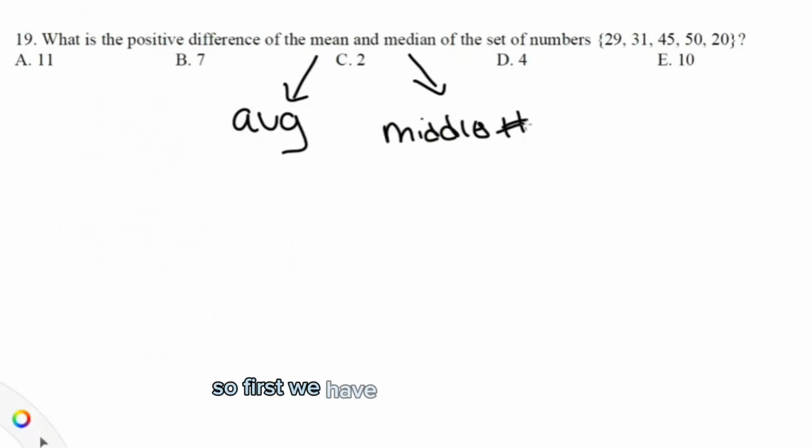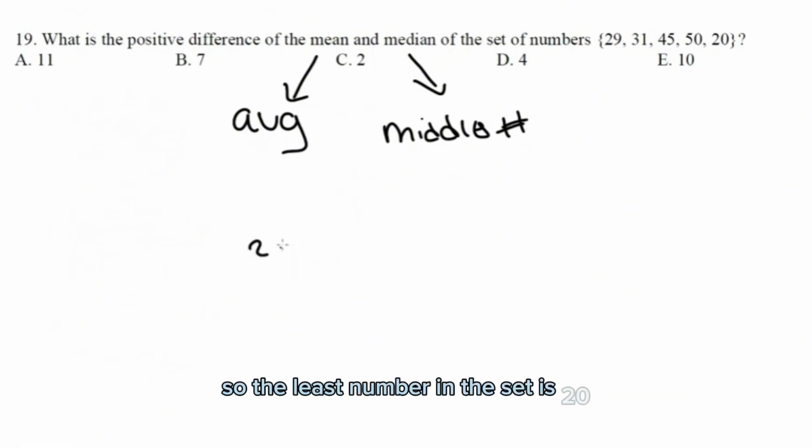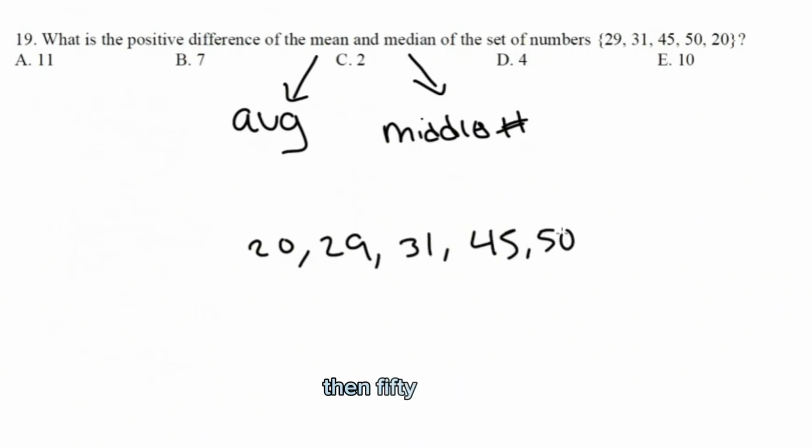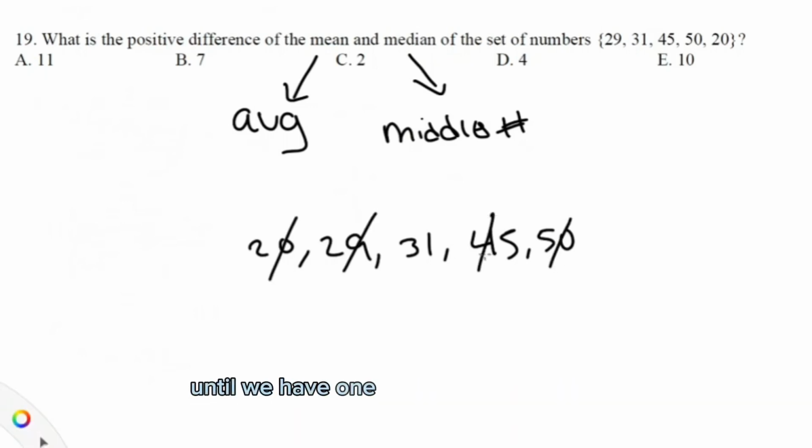So we can do this. So first we have to organize this from least to greatest. So the least number in this set is 20. The second least is 29. Then we have 31, then 45, then 50. Alright, so the median is easier to find. It's just the number in the middle. So we can cross off one from each side until we have one number left, which is 31. So 31 is the median.